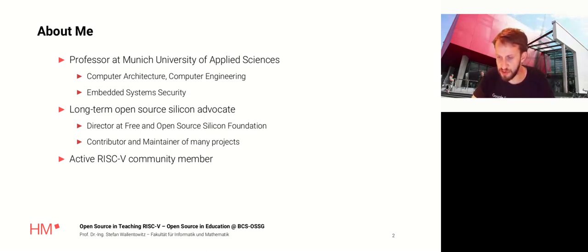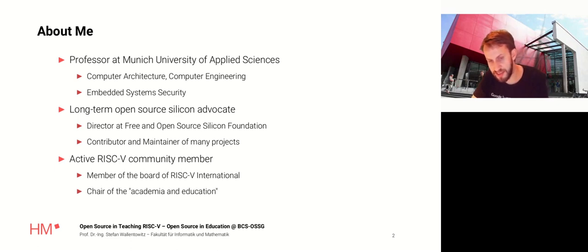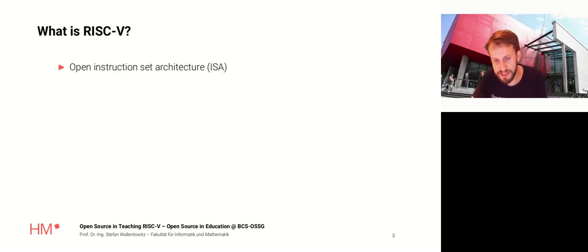If you're working in this area, you're more or less getting in contact with RISC-V. I will just say a few words about it shortly. I've been an active member there from pretty much the beginning when it became public. Today, I'm a member of the board of RISC-V International, which is the governing foundation of the RISC-V ecosystem. I inherited the chair of what is now called Academia and Education. Previously, it was Outreach and Academia, I think, from Mary, who is also here, I think, right? I believe so. And I'm continuing the work. I will say a few words about this at the end of my presentation.